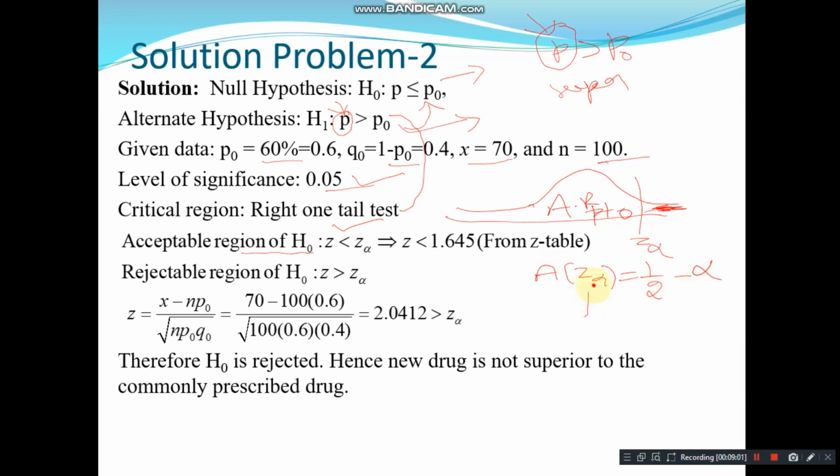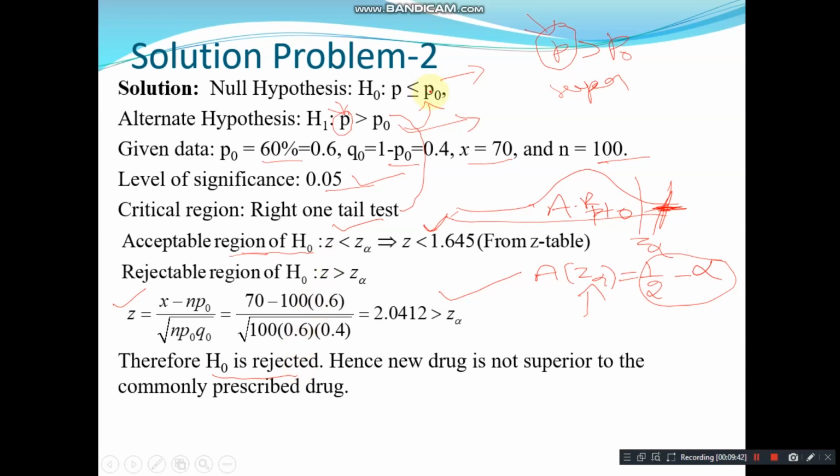Now from the Z standard table, you can find the Z alpha value for this area. So that is 1.645. Therefore, if Z lies less than 1.645, it is the acceptable region. Now from the given data, because of the large sample and this is a proportion, we are going to test using this formula: (x minus n P naught) over root of n P naught Q naught. So this is how it is, 2.0412. Observe here, this 2.0412 lies at this position. So that means it lies in the rejectable region of H naught. So therefore H naught is rejected.